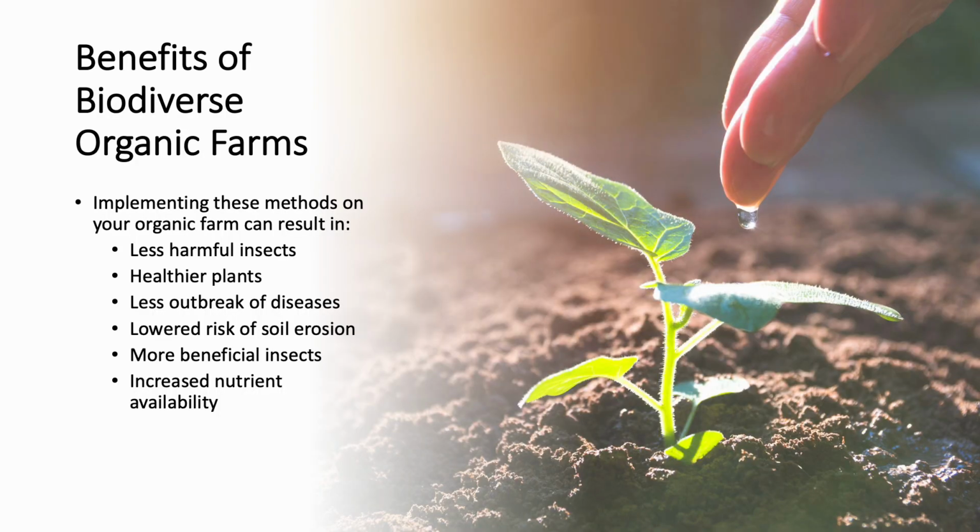Some of the benefits of biodiverse organic farms is that we have less harmful insects, we have healthier and stronger plants, we see less outbreak of diseases, lowered risk of soil erosion due to water runoff, and more beneficial insects, and then we also see increased nutrient availability. All of these are really important when you're trying to maintain a healthy crop that doesn't only last for one season, but that way you have healthy crops that continue season after season.